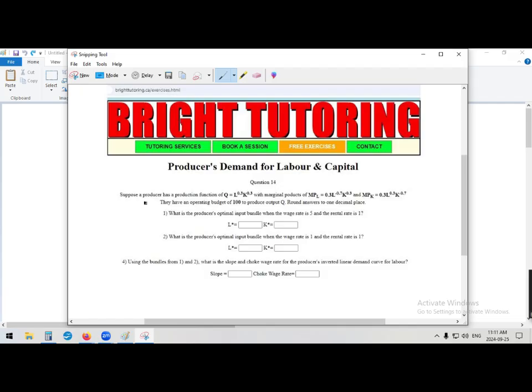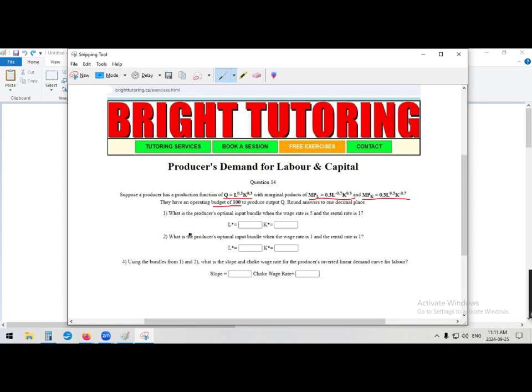So here's the question. Suppose we have a producer with a production function of output Q equals L to the 0.3, K to the 0.3, which gives them the marginal product of labor equal to 0.3 L to the negative 0.7, K to the 0.3, and a marginal product of capital equal to 0.3 L to the 0.3, K to the negative 0.7. They also have an operating budget of $100 to produce their output.